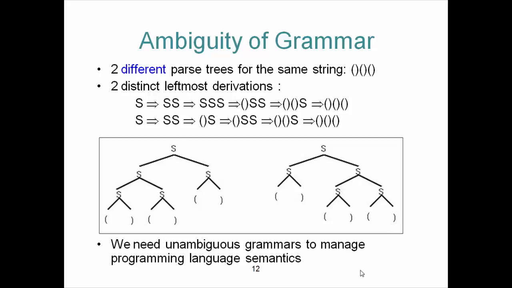One of the examples is explained here. Consider the string of well-formedness of parentheses from the given grammar. This particular string can be generated in two different ways. Both derivations are leftmost derivations and two different parse trees are generated for the same string. So this particular string is ambiguous and the grammar is also ambiguous. We need unambiguous grammars to manage programming language semantics.